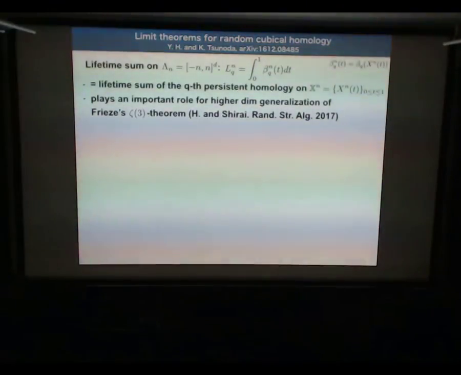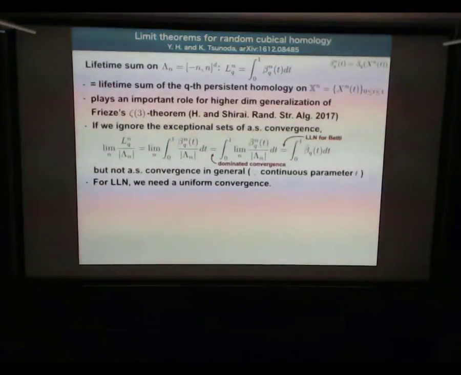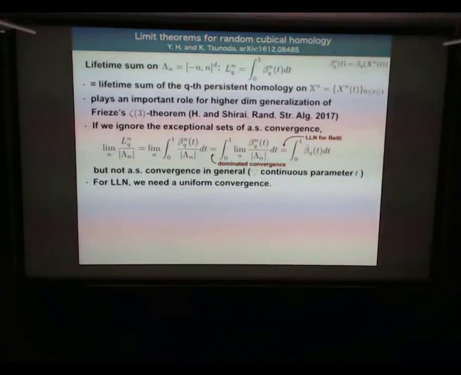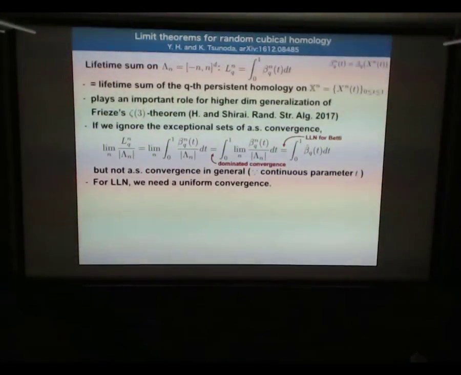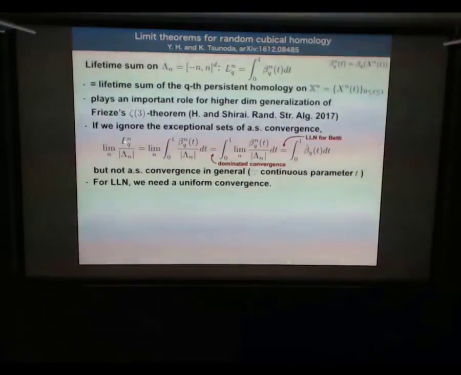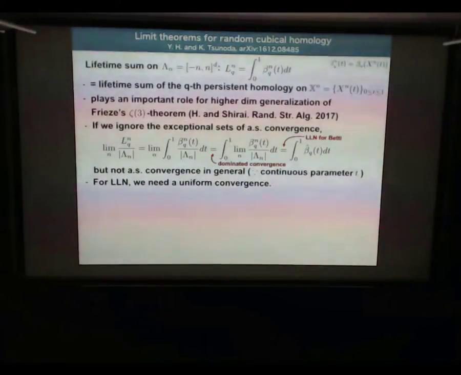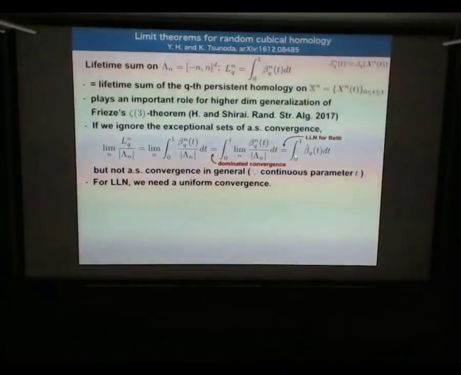And anyway, from this background, we are also interested in the scaling limit of the lifetime sum. Naively thinking, if we ignore the exceptional sets for almost sure convergence at each time t appearing in the law of large numbers, by scaling the volume as before and taking the limit, this will become this. This is just the definition of the lifetime sum. And from the dominated convergence theorem, we can easily switch the limit and the integral in this case. This integrand will converge to beta hat as a result of the law of large numbers. So in this sense, this quantity seems to be a reasonable candidate for the scaling.